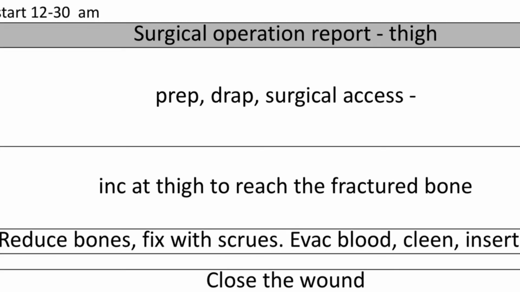Okay, so for surgical operation report on thigh, we will first do the prep, drape, surgical access, and then we will do incision at thigh to reach the fractured bone, and then we will reduce bones, fix with screws, and then we will evacuate blood and clean and insert drain, and lastly we will close the wound.